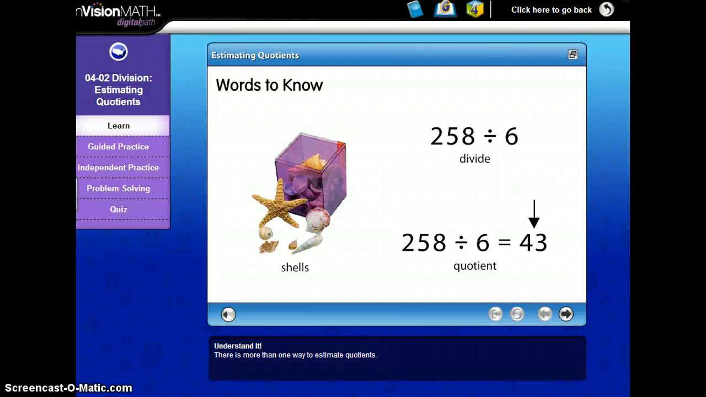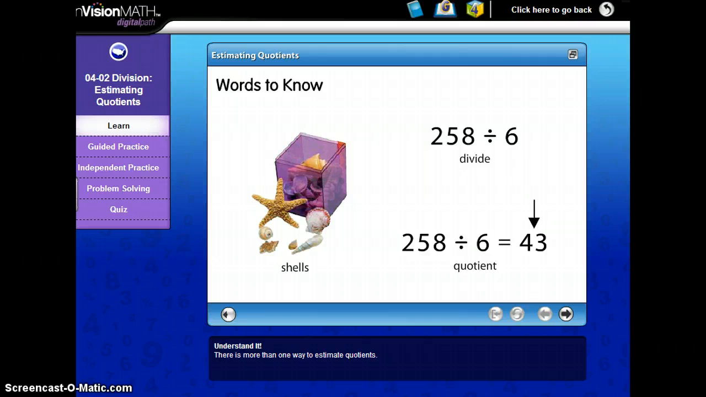We are estimating quotients. Who can remind me why we estimate? Oh, darn. Somebody was about to tell us why we estimate. What's the purpose? Sam said it's to find the answer that's close. What's another reason why we estimate? To make things what? Kaden? Easier. We all love to make things easier, right?